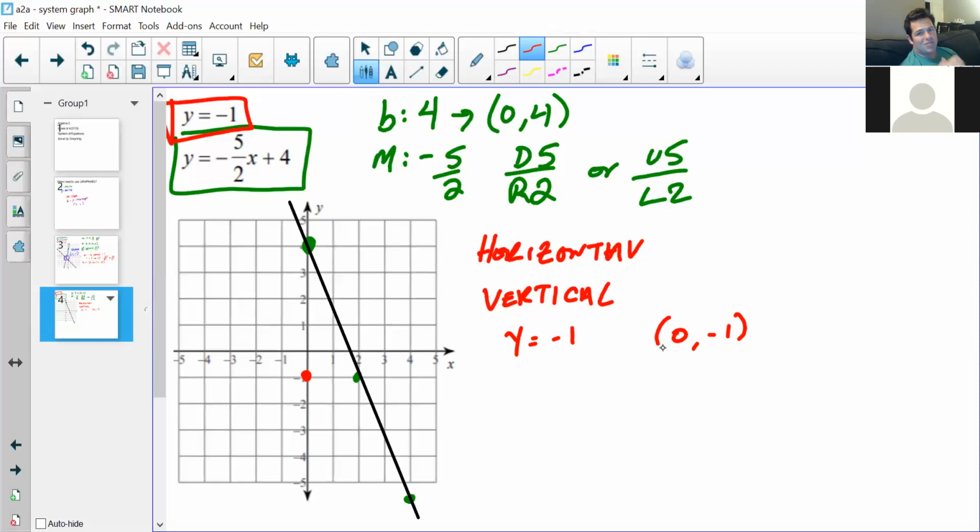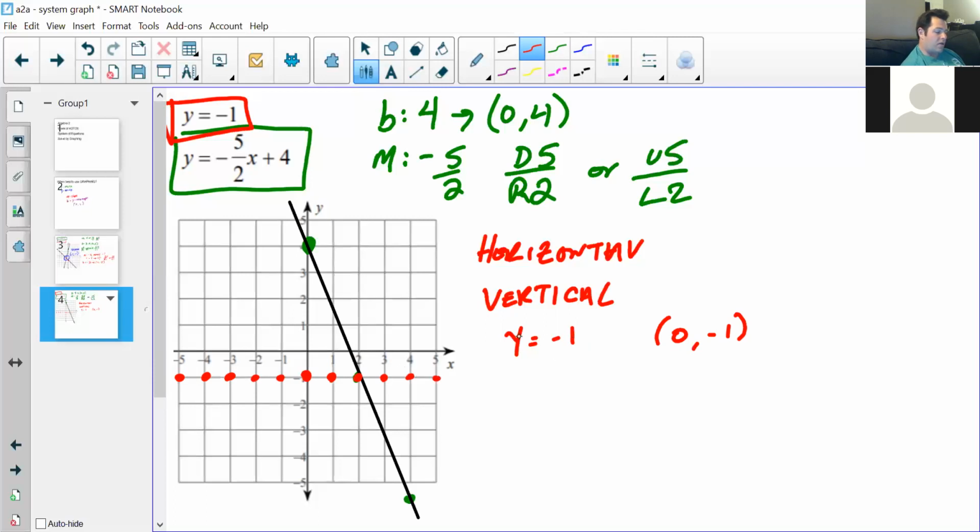So I'm going to try to find as many dots as possible, and then hopefully that will help us figure out where it is exactly that I want to draw this line. So, other spots on this graph that have a y value that's -1. 1, -1, 2, -1, 3, -1, -5, -1.